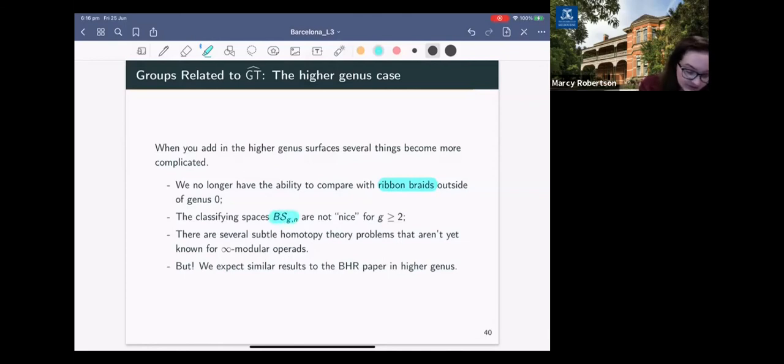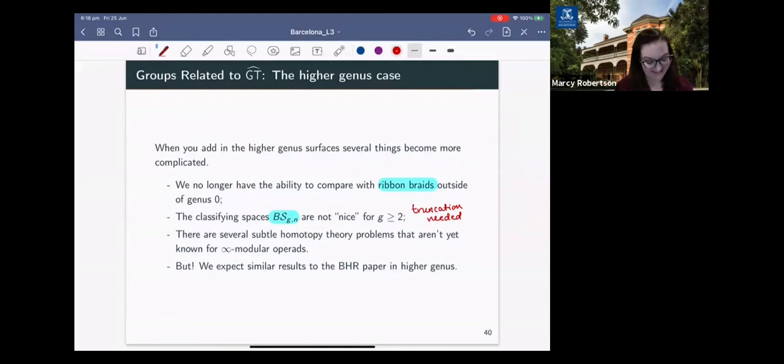And the other thing that's a little bit subtle is that when you move to profinitely complete classifying spaces, you have to be careful. Mapping class groups for genus g greater than or equal to 2 are not good. They're not nice. So you have to truncate and play games with your modular operads. So there's lots of truncation needed. But that's also not so bad. And then there are a few little homotopy theory problems which just need to be worked out for infinity modular operads. I say little homotopy theory problems, but they keep me up at night.